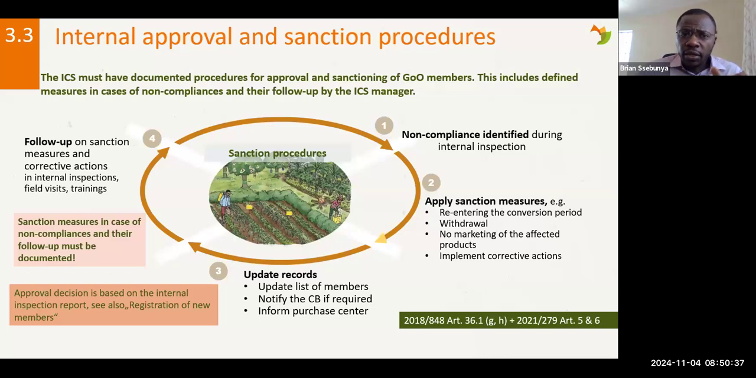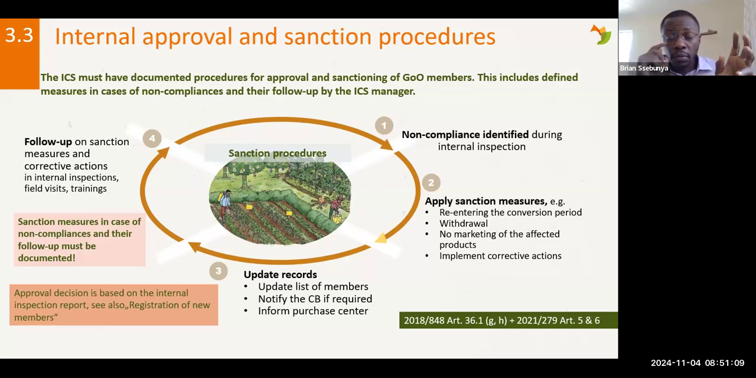Then there was another standard on internal approval and sanction procedure. This is, again, just like registration of farmers, more sequential. Number one, identifying the non-compliance. Where does this come from? From the internal inspection report. Then number two, of course, you should already have your procedure, which shows that when a farmer does this, this is what happens. So you apply the sanction and update your record.